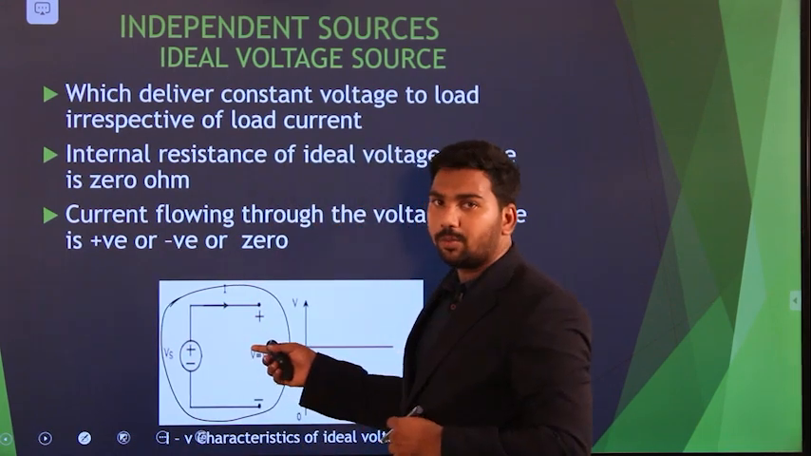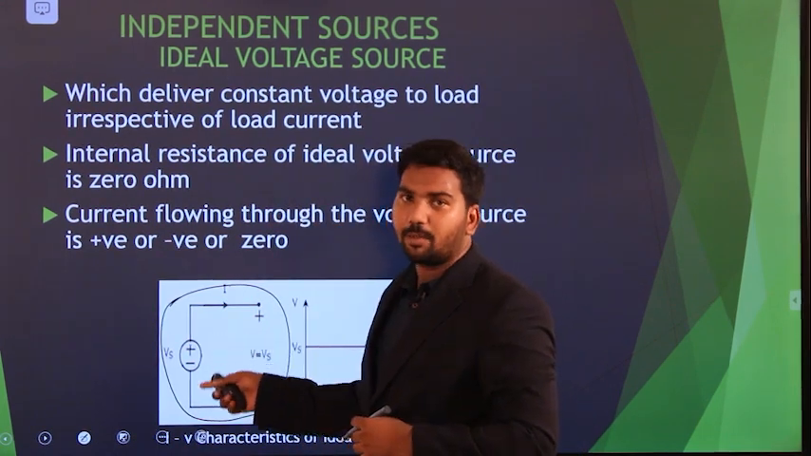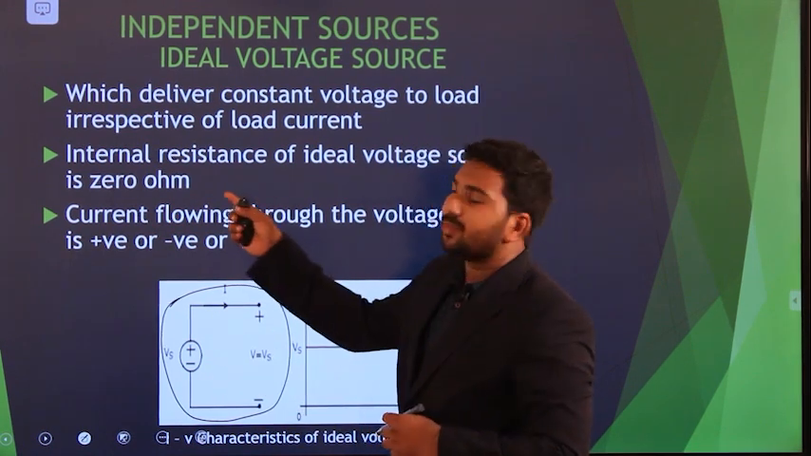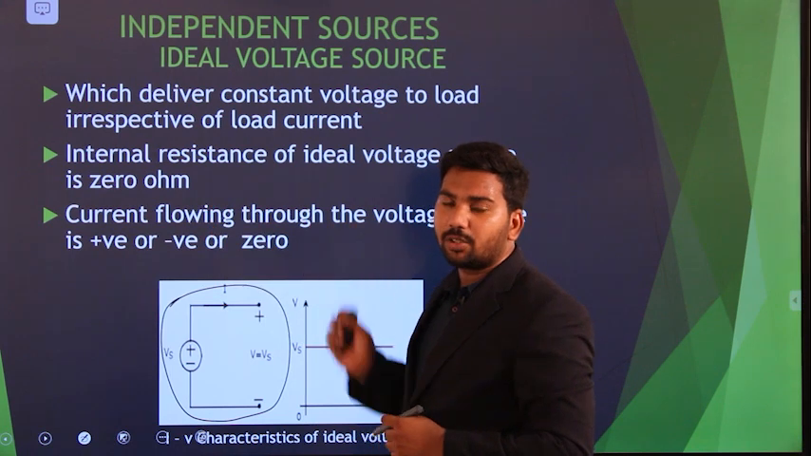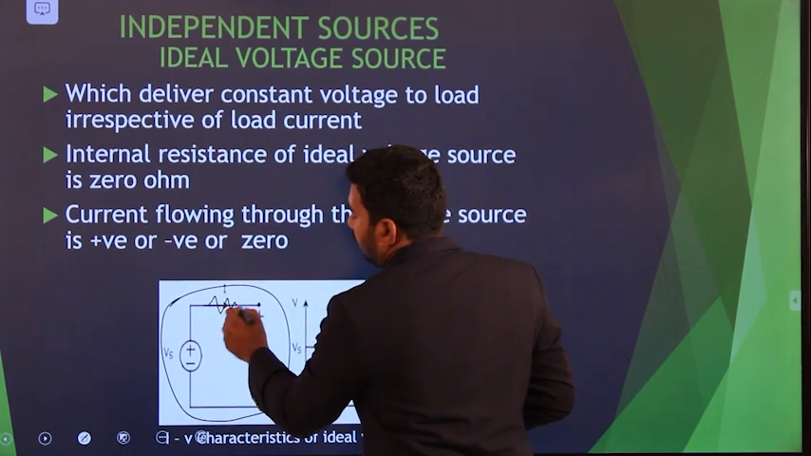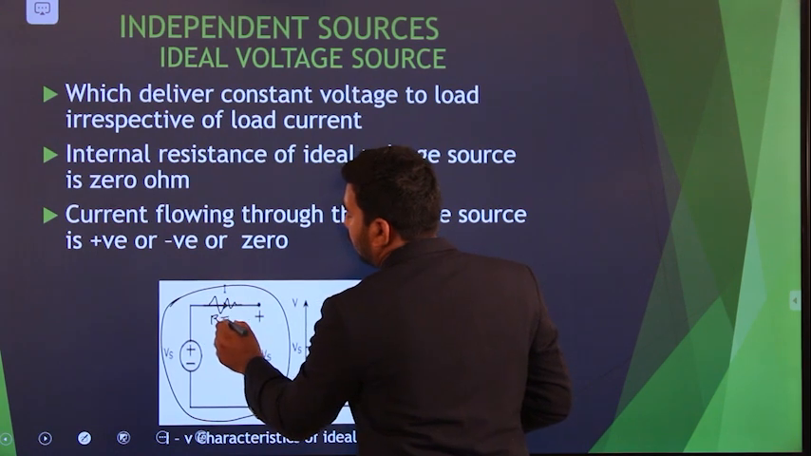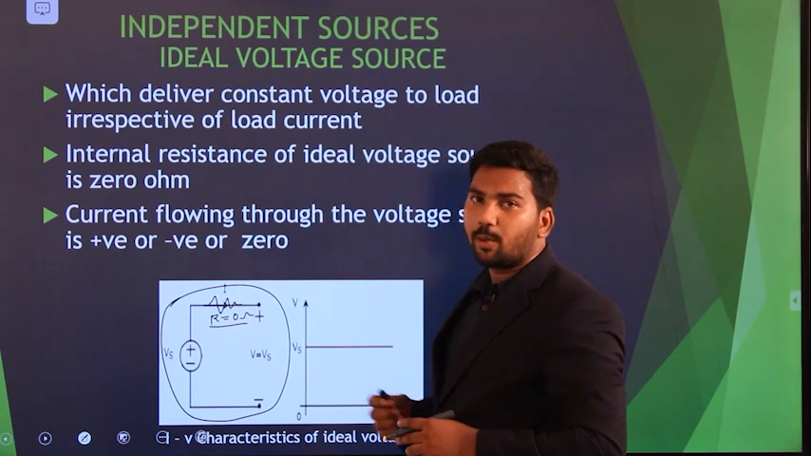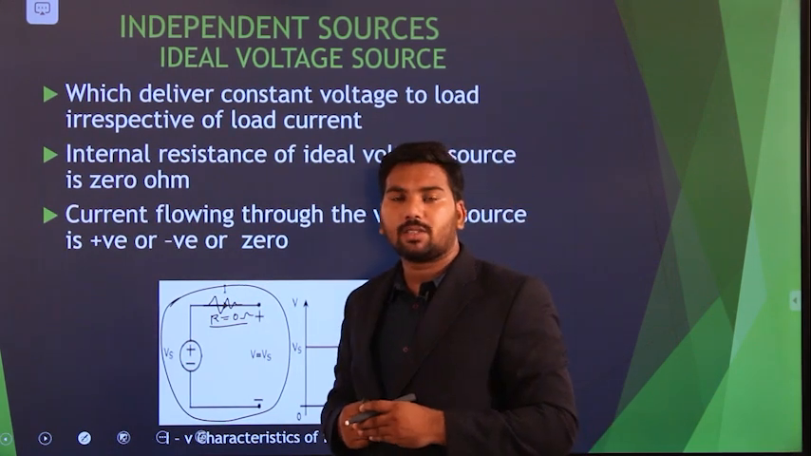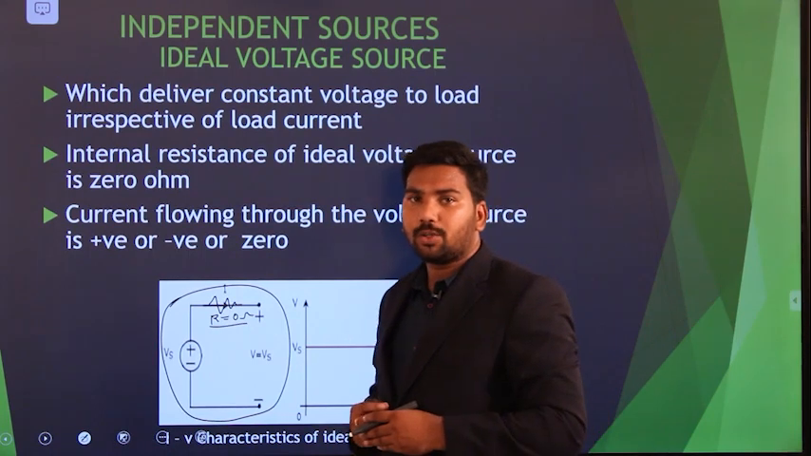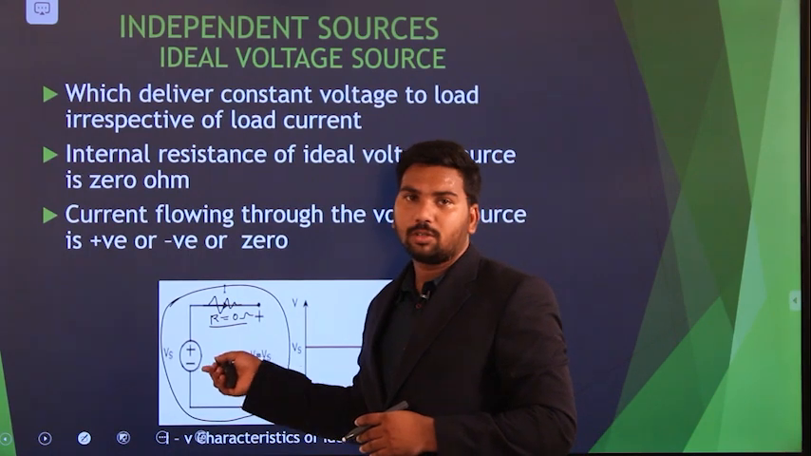Now how to represent a voltage source? With the polarities plus and minus. So this is the voltage source. The internal resistance of an ideal voltage source is 0. So here you can assume a resistor value of 0 ohm. This is very important. What is the internal resistance of an ideal voltage source? It is 0.